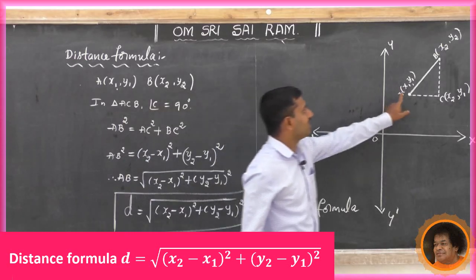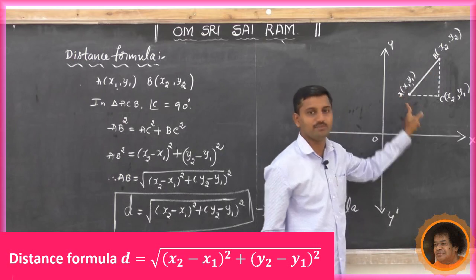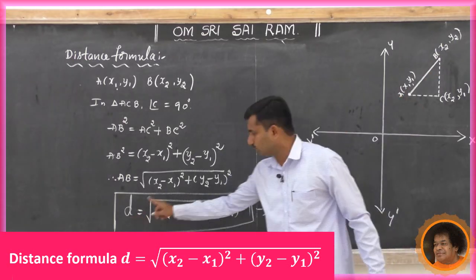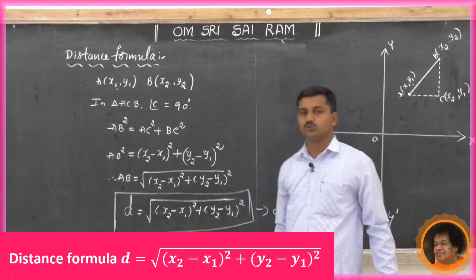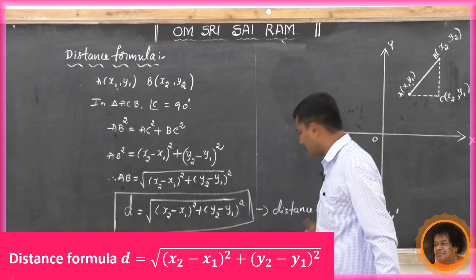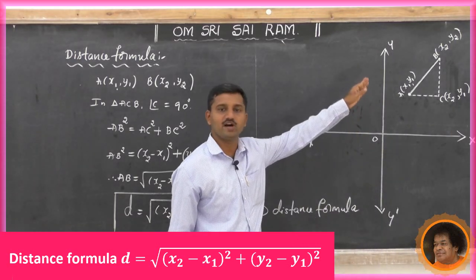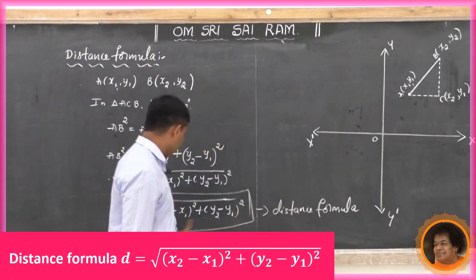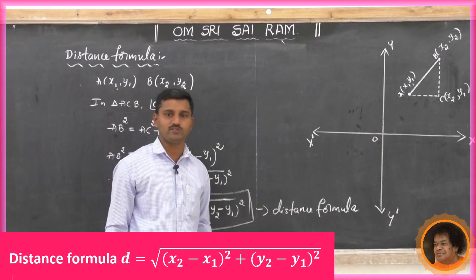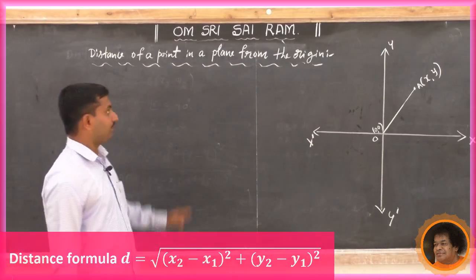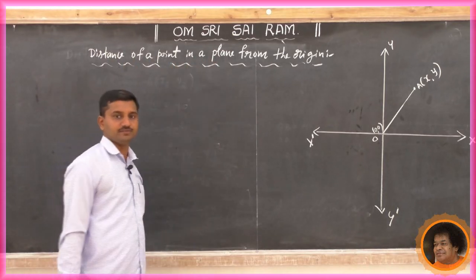To find the distance between A and B with the help of the Pythagoras theorem, we use the formula D equals the square root of x2 minus x1 whole square plus y2 minus y1 whole square. This formula is known as the distance formula, used to find the distance between any two points on the Cartesian system. Next we pass on to the distance of a point in a plane from the origin.